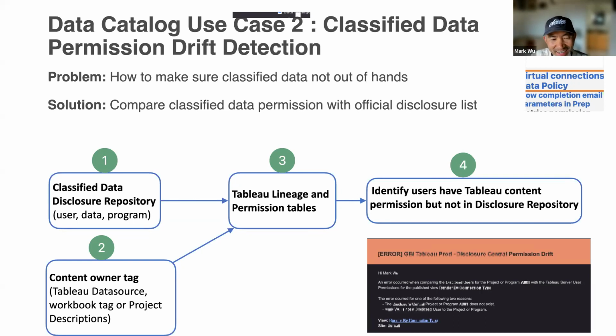Your organization likely has that. If not, put everything together piece by piece and call it a disclosure repo. Which kind of classified data can be accessed by which kind of users? Likely those users maybe signed a special disclosure agreement within your organization. They are allowed to see this data set. So that is your reference. That is your master set. Then you compare that against your Tableau data source and workbook permissions, period. And then you find out the difference. Then you alert data owners. This is what I call the classified data permission drift detection process.